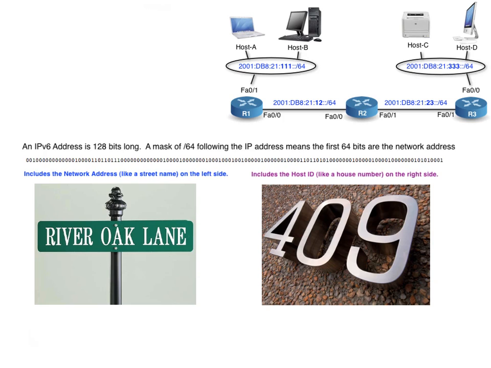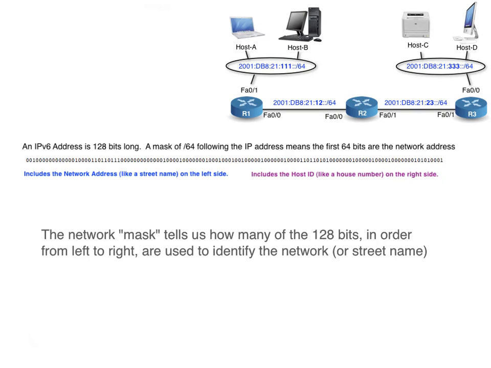The mask is really simple. If we have a mask of 64, all that means is that the first 64 bits represent the network address. That's it. And that would mean that there's 64 bits left over for the host ID. And most of the time, for most customers, we're going to be splitting the network and the host ID 50-50 right down the middle. So that's how we know that the left half is the network, because it's /64, and the right half is left over for the host ID.